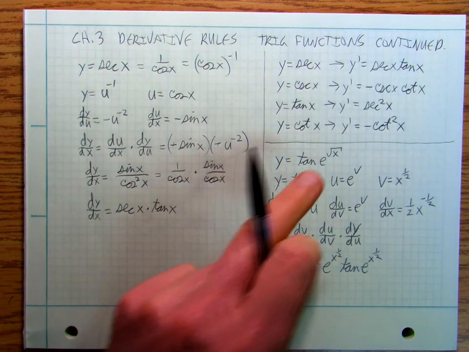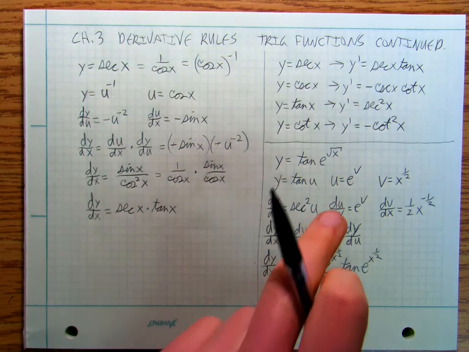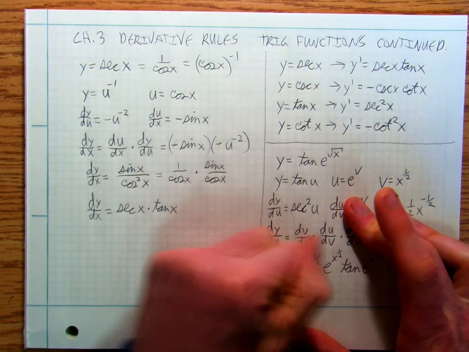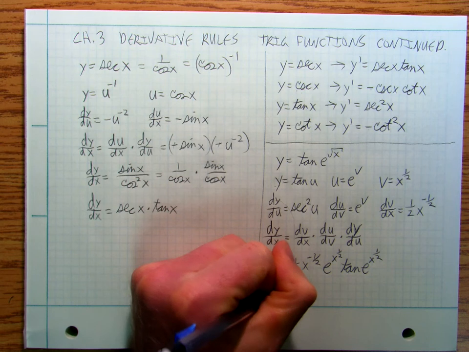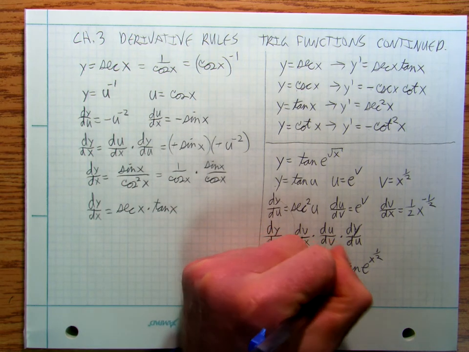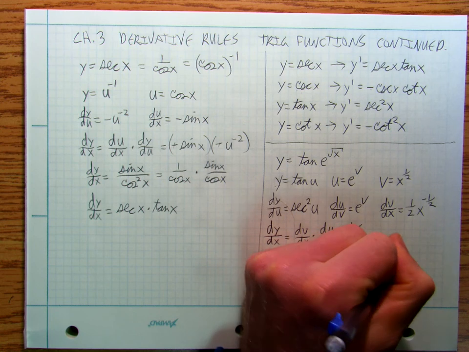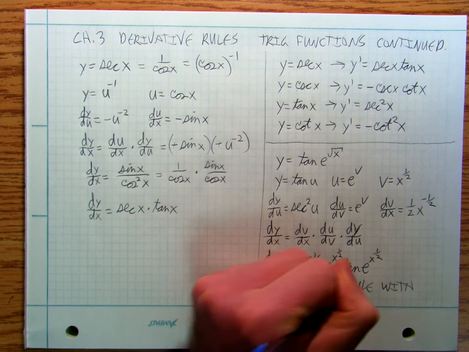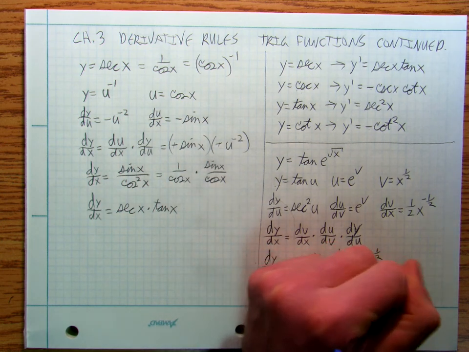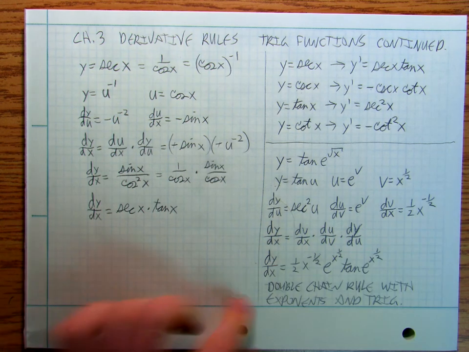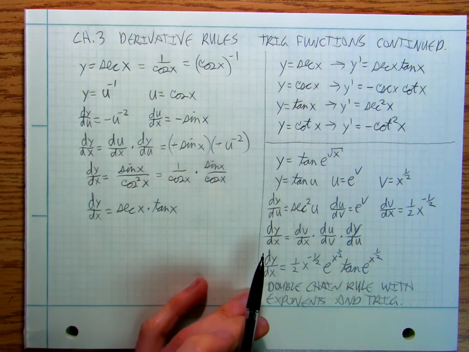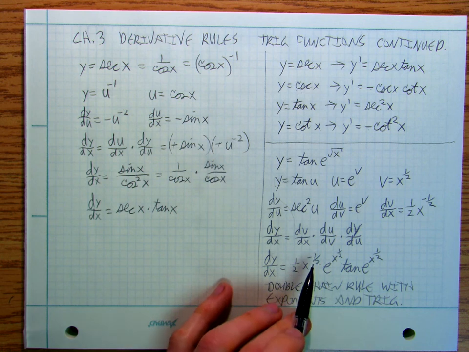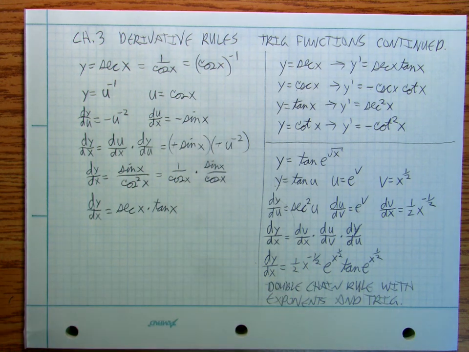And so there is a function inside of a function inside of a function. That's a double chain rule, with exponents and trig. And if you just know each individual rule as you go along, the whole point of calculus is we have very simple rules, but then we start to string them together into longer and longer and longer chains. Okay, that's it for this video.